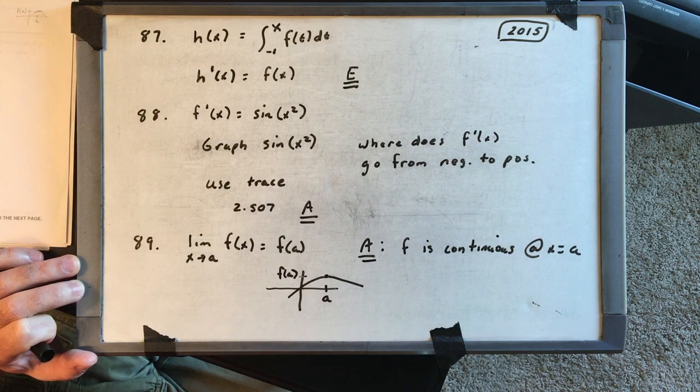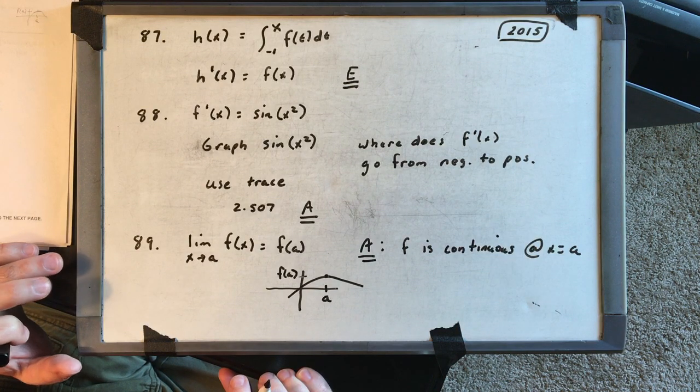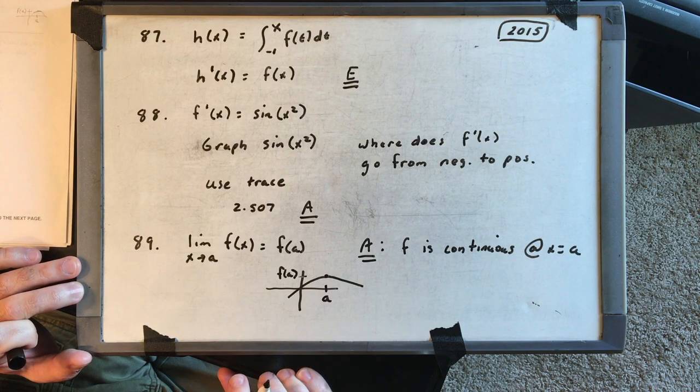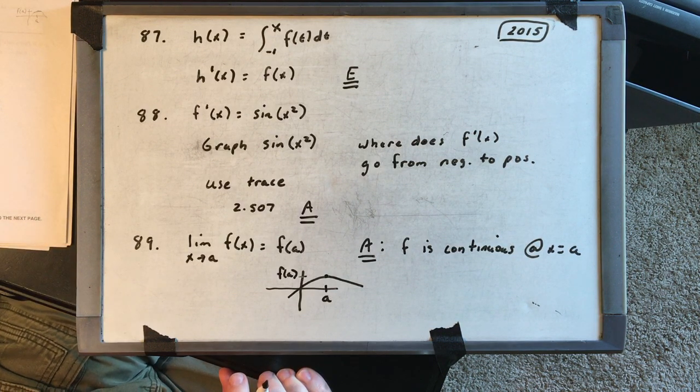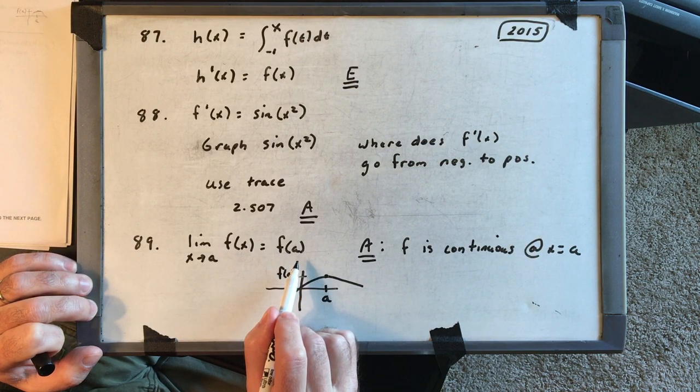If you look at the others, in part B, f is differentiable at x equals A. That isn't necessarily true, because you could have some sort of a vertical line or a sharp point there. All of the others have a possibility of a no, but A is the only one that is definitely going to be true if the limit of f of x equals f of A.